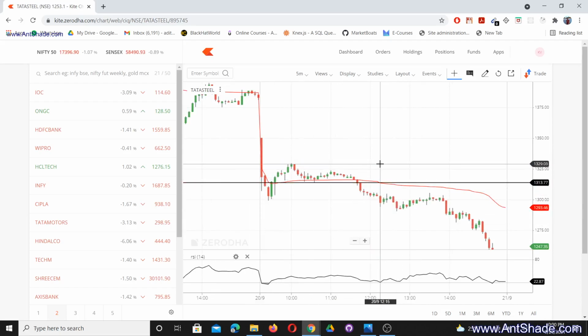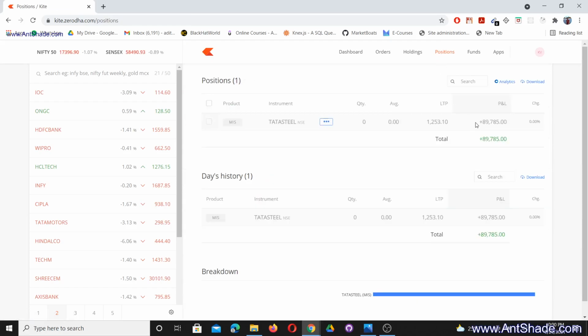I'll be sharing a lot more strategies like this that help me generate profits like this, 89,000 rupees. Sometimes I've made more than 1 lakh in one day. This was just in one day. Of course, I use leverage.